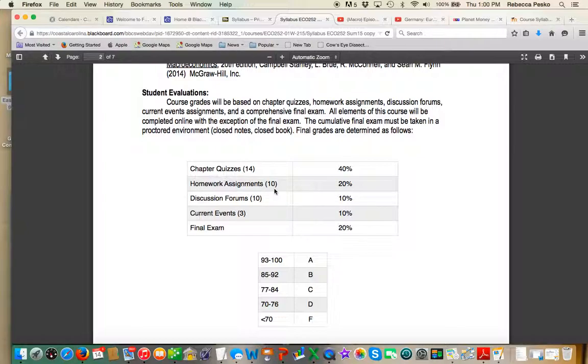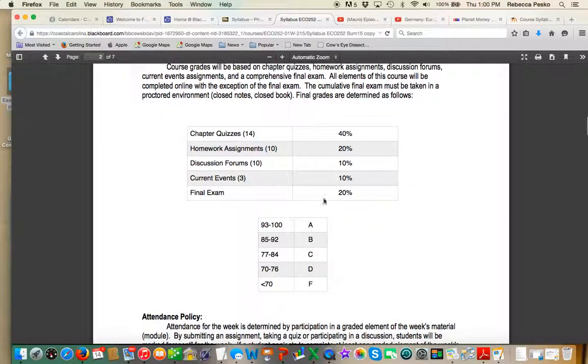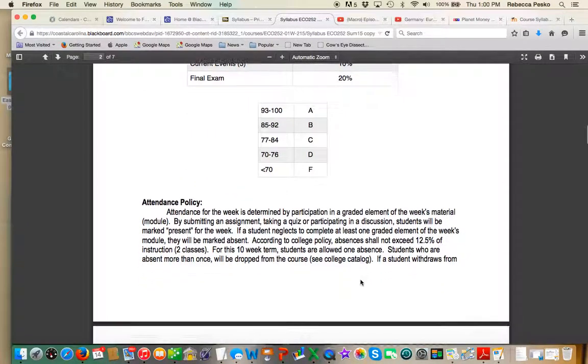There are 10 homework assignments, so you have 1 homework assignment for each module. When we have more than 1 chapter in a week, I combine them into a single assignment. We have 10 discussion forums. Those again align with the modules. There are 3 current events, short papers about an article that you found in the news related to our course content, and the final exam. And this is the 7-point scale at Coastal.